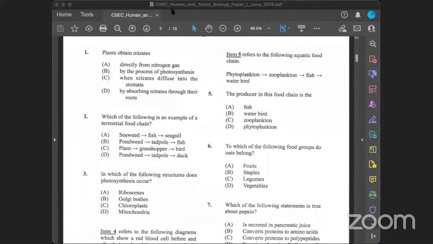Plants obtain nitrates A. Directly from nitrogen gas. B. By the process of photosynthesis. C. When nitrates diffuse into the stomata. D. When absorbing nitrates through the roots. What's your answer going to be? Anybody else want to give it? D. Yeah, absorbing it from their roots.